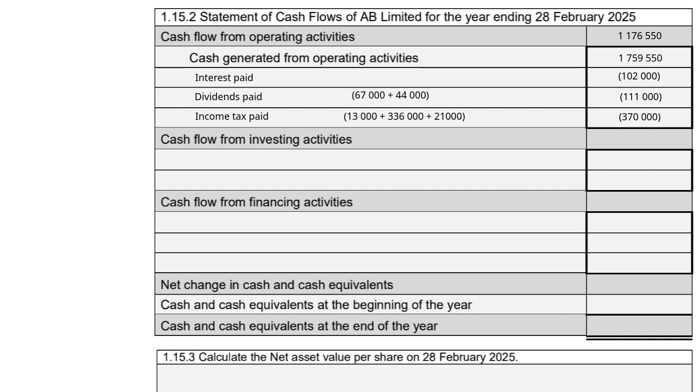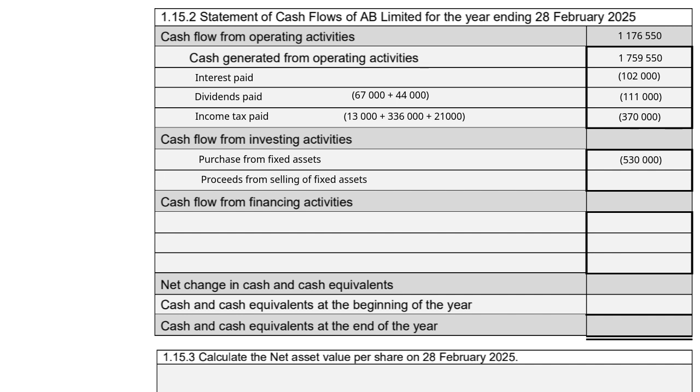Cash flow from investing activities. We start with our purchase of fixed assets, and according to the question, we purchased 530,000 Rands worth of vehicles. So that'll be in brackets because it's an outflow of cash. We then also consider the proceeds from selling of fixed assets.